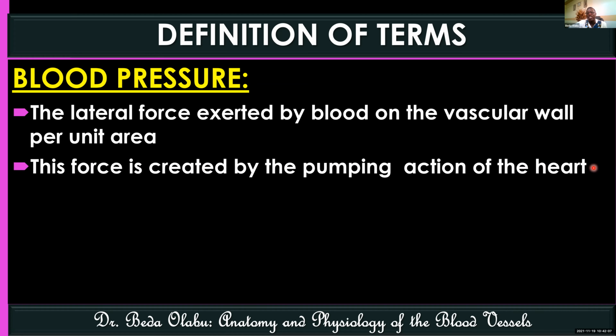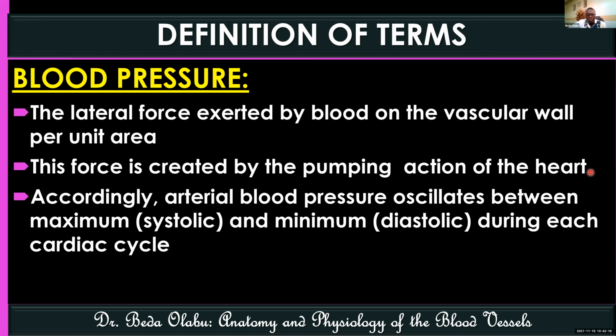When the heart pumps that force during systole, the pressure is high. So it's created by the pumping activity of the heart. Because it is created by the pumping activity of the heart, the pressure therefore usually rises in the arteries during contraction of the heart, during cardiac systole. And the pressure falls to its minimum when the heart is in relaxation. And so arterial blood pressure oscillates between that maximum and minimum in each cardiac cycle.